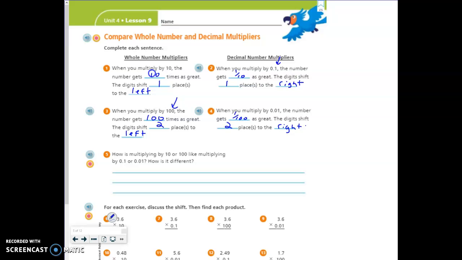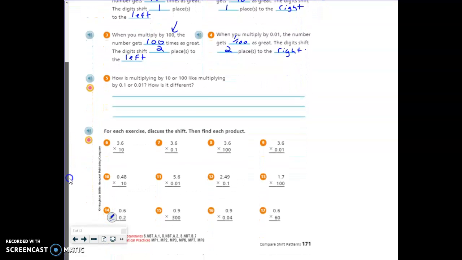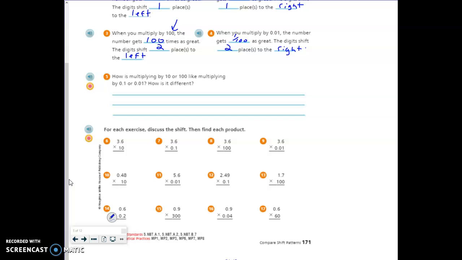So question 5, I'm not going to write anything out for it, but I'm just going to explain it to you. It says, how is multiplying by 10 or 100 like multiplying by 0.1 or 0.01, and how is it different? How they're alike is the number of place values we're going to move is exactly the same. 10 and tenths means we're going to move it one place. 100 and hundredths means we're going to move it two places. There's two numbers behind the decimal point, or there's two zeros on the back of 100. We're moving it two spots.